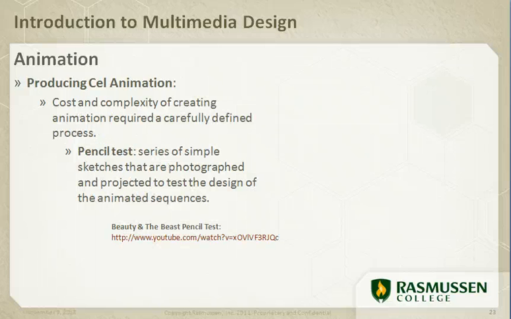The next step in the process is getting into the animation of the film. And what happens during that process is artists will do what's called a pencil test, which is a series of simple sketches that are photographed and projected so that you can test out the believability of the animation, check to see if the story is working properly, this type of thing.